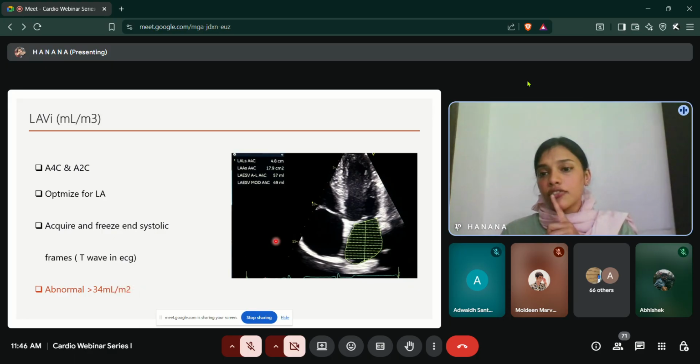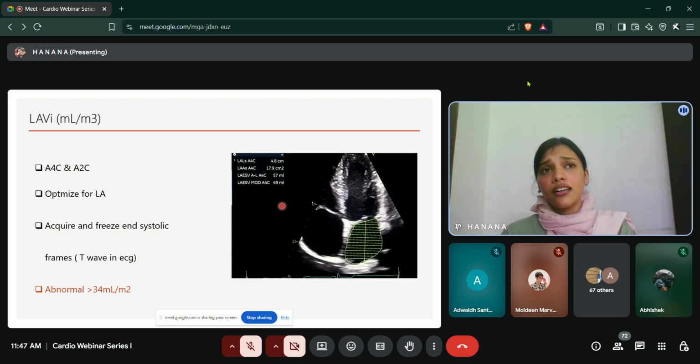Otherwise, one simple method, if your machine does not have Simpson's method, is you can simply take the trace or area option from the settings and trace the whole left atrium. Earlier we clicked from here and stopped clicking here. In case of area tracing, you should stop right back at the beginning point. Now you get the entire area of the left atrium, and the volume is automatically calculated here. It is 57.49 ml. Now the value is divided by the body surface area and you will get the left atrial volume index.